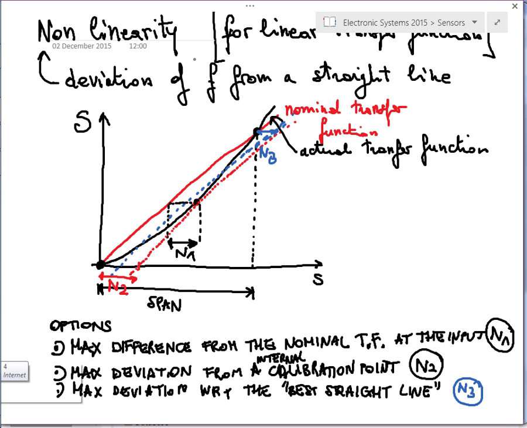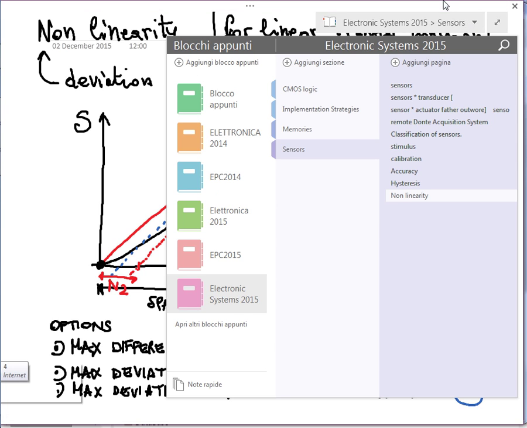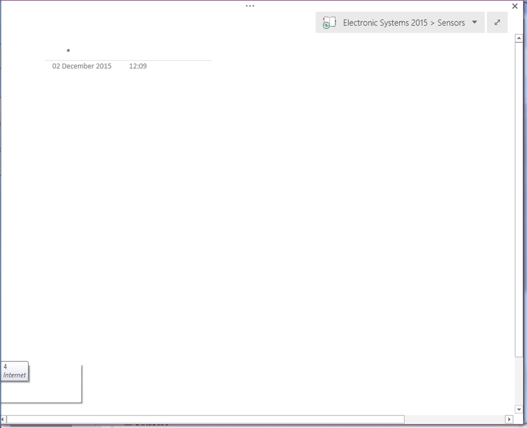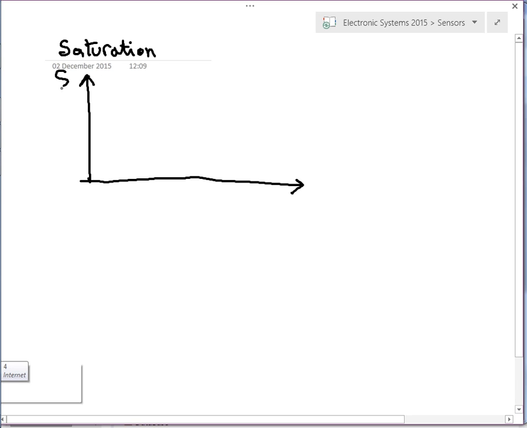So we can continue a bit with this. Other definitions. We can have saturation of the sensor. This is easy, I can go fast with that. Again, typically saturation is much more useful for linear sensors, but not only linear sensors. You can have a linear transfer function up to a certain point, and then after a certain input value you have almost no response. This is the saturation.